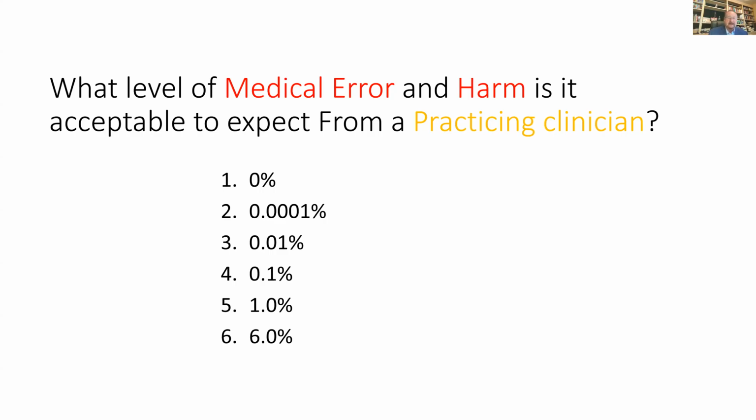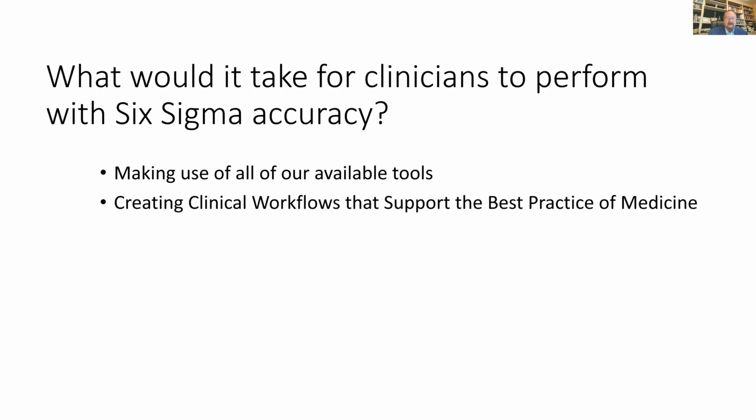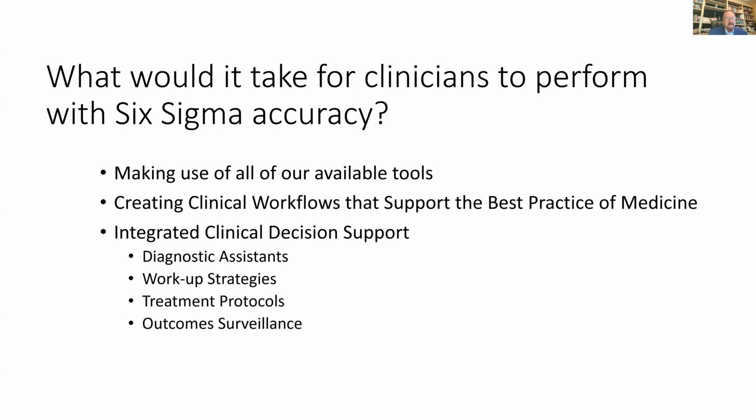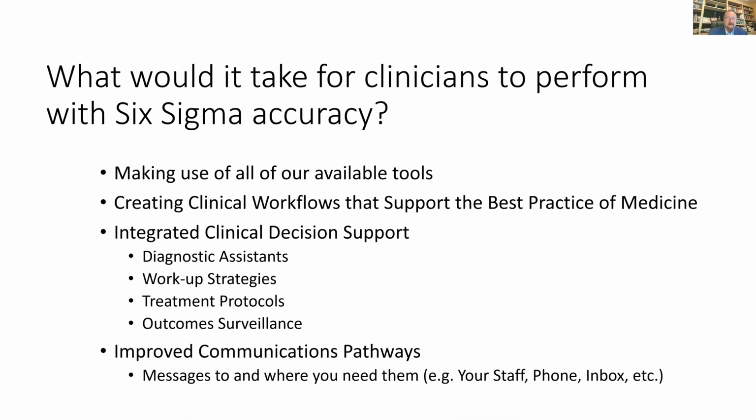We need to take it to Six Sigma accuracy, like flying a plane, which is parts per million. So we need to do that. In order to do that, we need to make use of all our data. We need to increase the clinical decision support and support best practice medicine, not just minimal standards of care. And we need integrated clinical decision support. That includes diagnostic workup, treatment and protocols, and outcome surveillance. And we need improved communications pathways, messages to and from you the way you need them, because that's how people think these days.